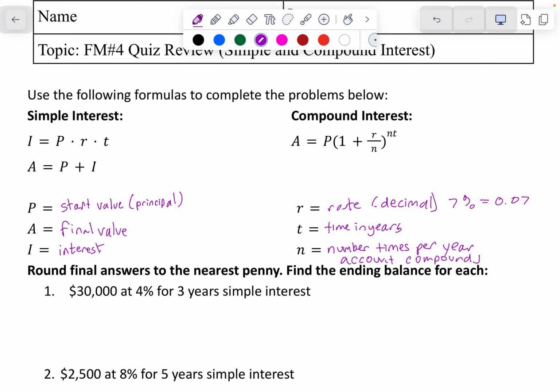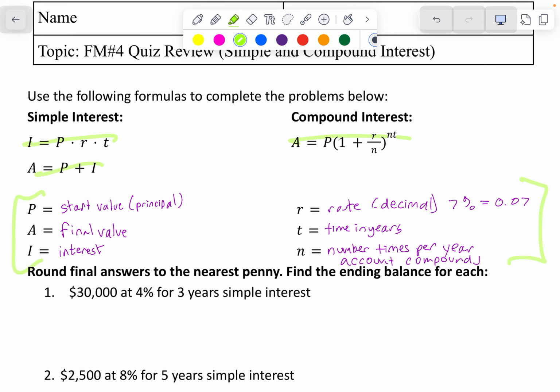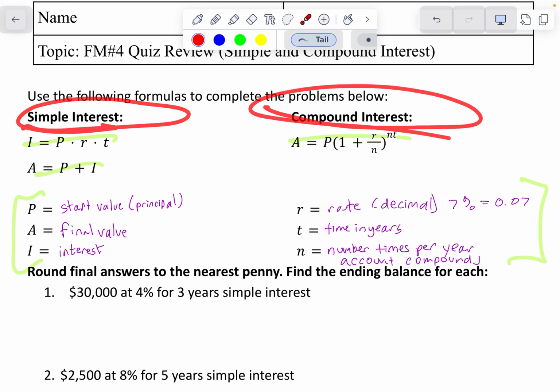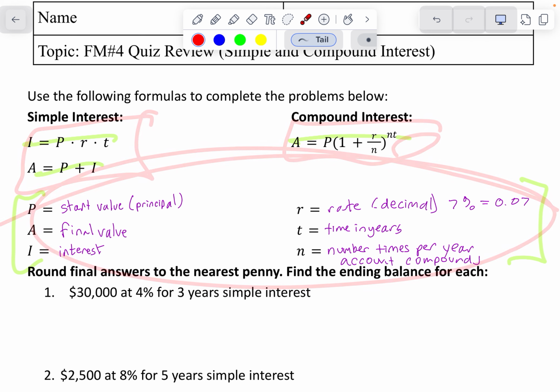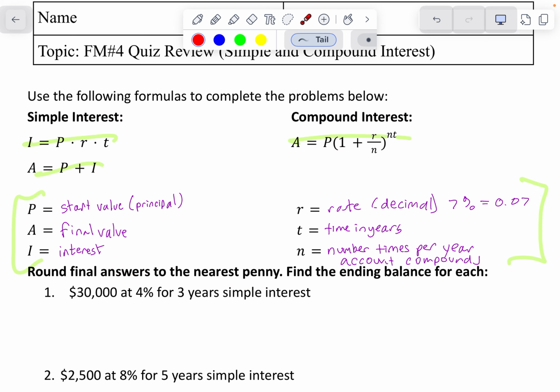Now on the quiz, I'm going to give you the formulas that you see here. Those are a given. You don't have to have those memorized. But you do need to know what those 6 values are, obviously, because you can't plug into the formulas if you don't know what is given. I will have at the top exactly what you see here. I will say this one's simple and this one's compounded. I will give you the formulas. I will have a blank spot that you fill those in, okay?